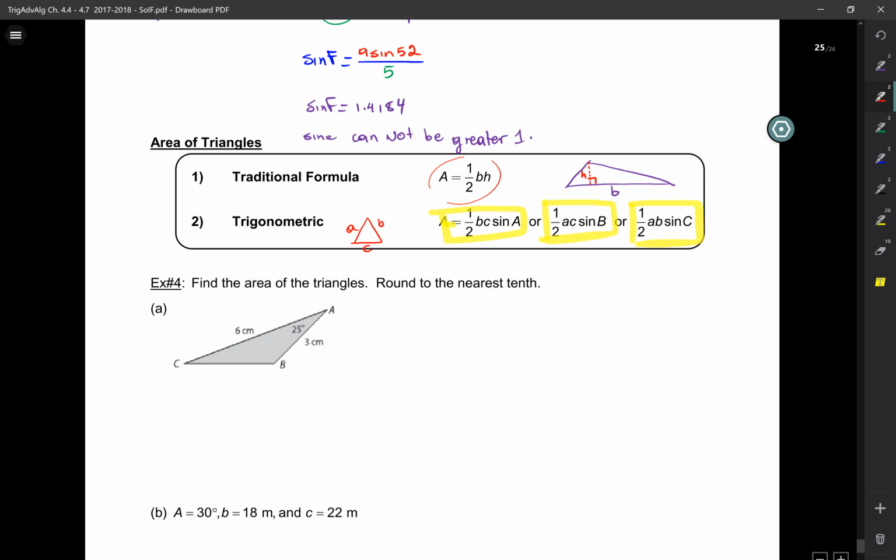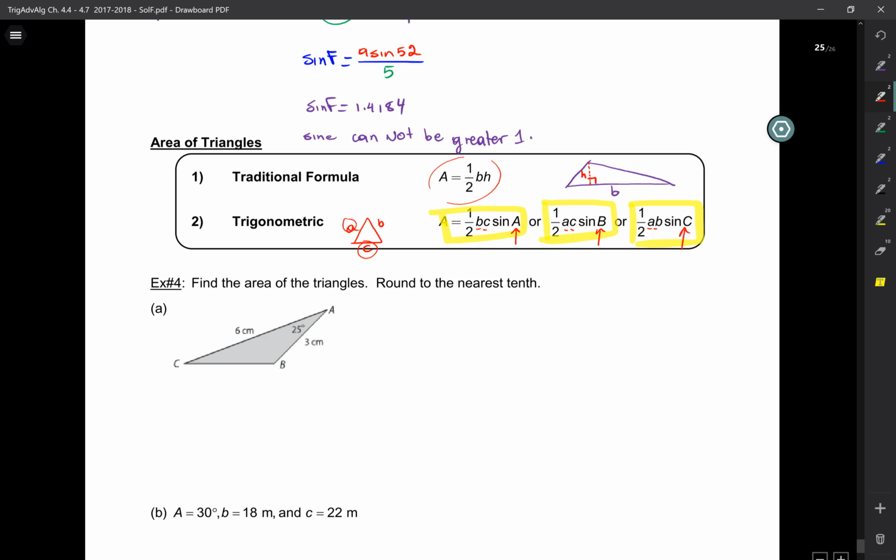Okay, so let's pick a random 2. Let's pick B and C. So you do half, B and C. Which letter haven't I used? A, so it's sine of A. Now let's pick a different pair. A and C. Half, A and C. Which letter have I not used? B, sine of B. Half, AB, sine of C.